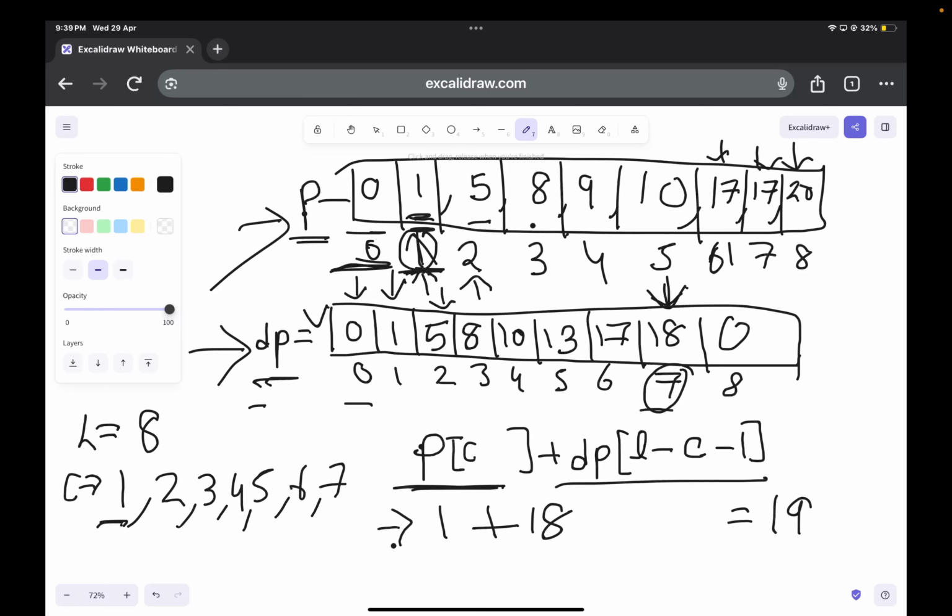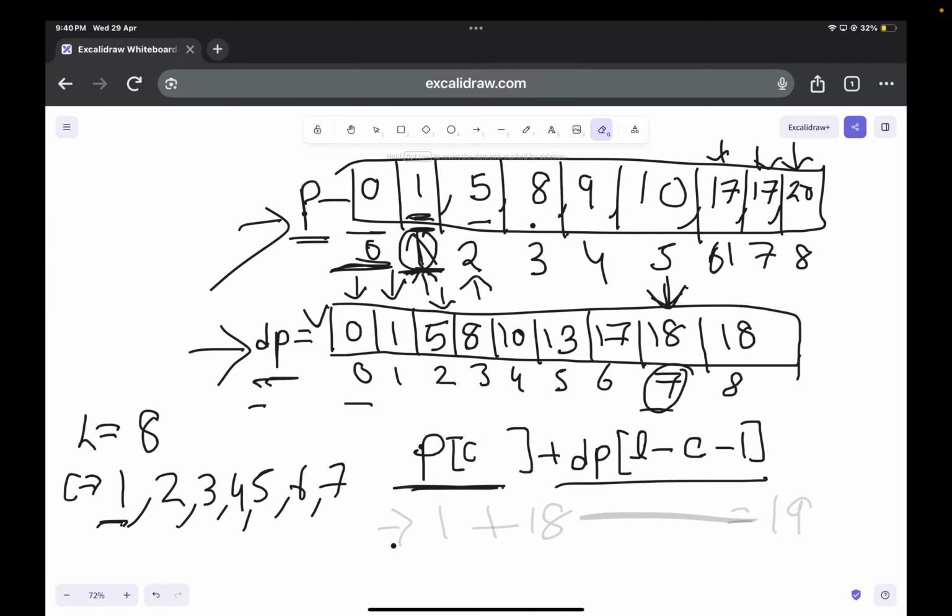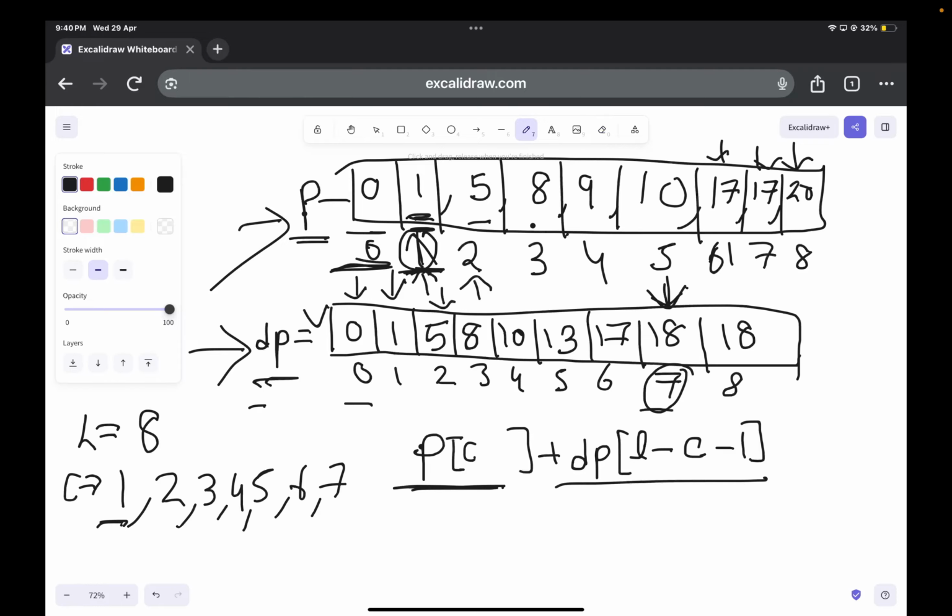Let's understand it that way. First is 18. Understood till here? Let's just try trial and error. Second, what is the second cut? Second cut is 2, right? So what is the price of 2? 5. So 5 plus dp of 8 minus 2. What is 8 minus 2? 6. 6 minus 1 is 5. Cutting of 5 is 13. So 13 plus 5 is 18. It is still the same, so we'll keep it 18.